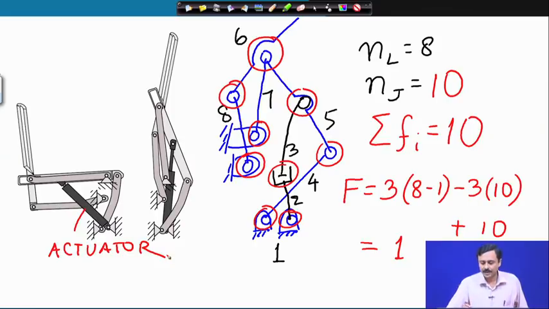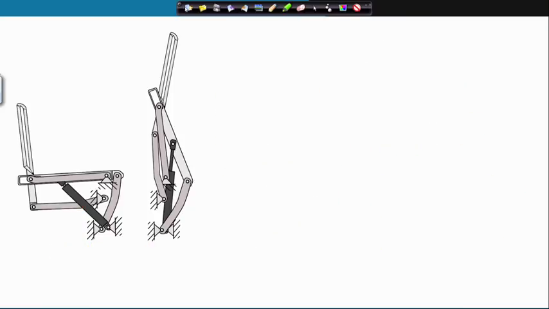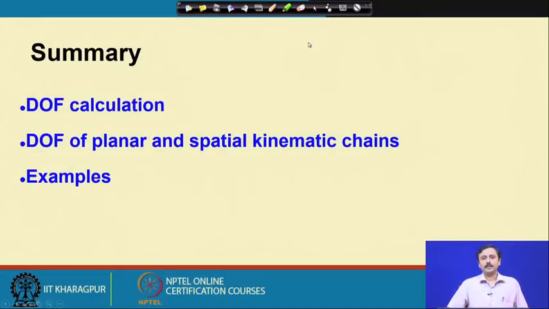So, I have discussed the kinematic diagram as well as the degree of freedom calculation of this transfer aid. So, finally, I will leave you with the summary of what we have discussed today and close this lecture.